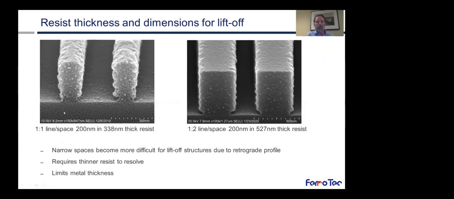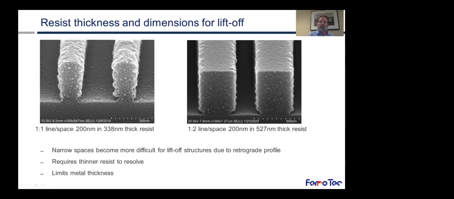Now here, when we have a 200 nanometer and 1-to-1 line spacing, we can see that the narrow spaces become more difficult for liftoff structures due to the retrograde profile that we want. And the common problem is it requires thinner resist to resolve, and this limits the metal thickness.